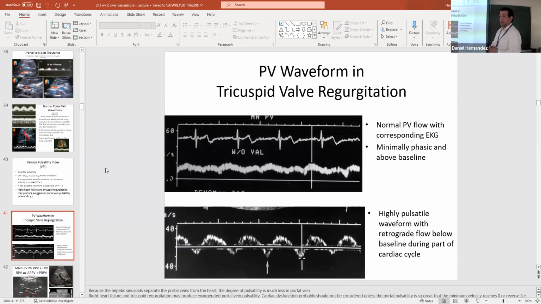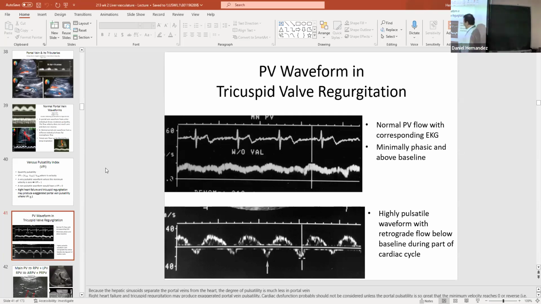So if it's very severe, we can actually pick up pulsatility in the portal vein. I saw one the other day that had reversal. It's just backing up further and further. The hepatic veins are going to have very pronounced flow reversal, but it can work its way all the way back into the portal system as well.